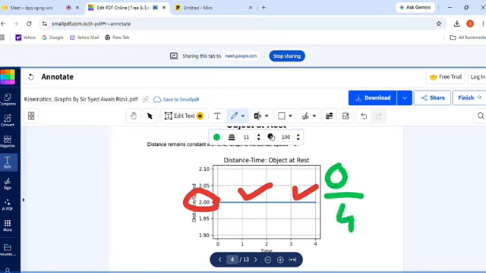So 0 divided by anything is 0. So the object will be considered at rest. We will say that the body is not moving. It is at rest because, as I stated, the gradient is the change in y divided by the change in x. Here there is no change in y.